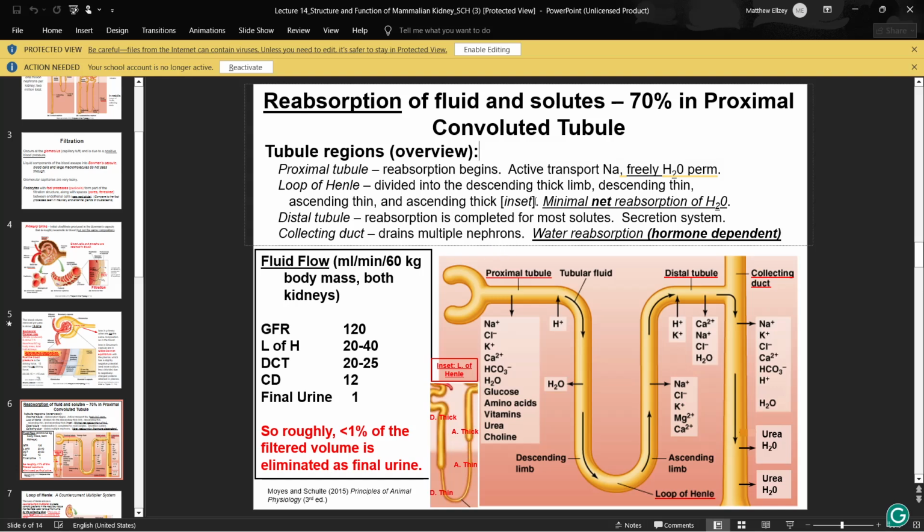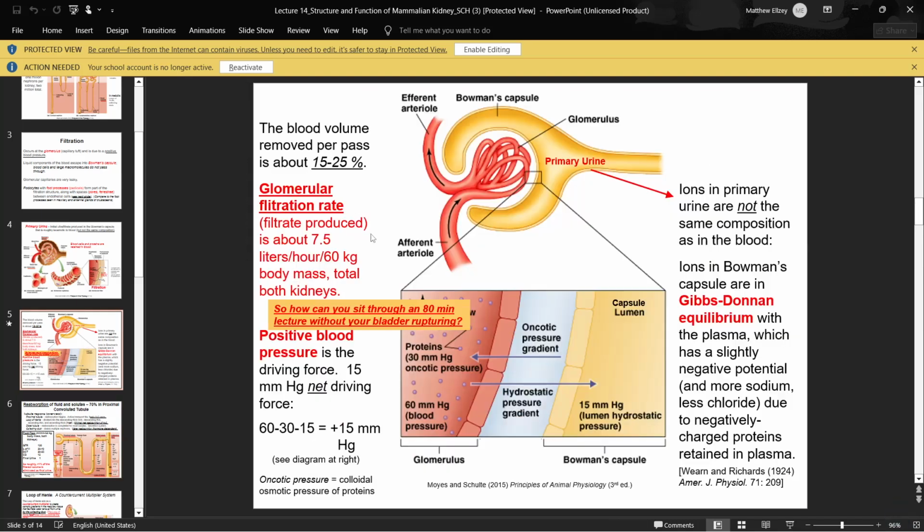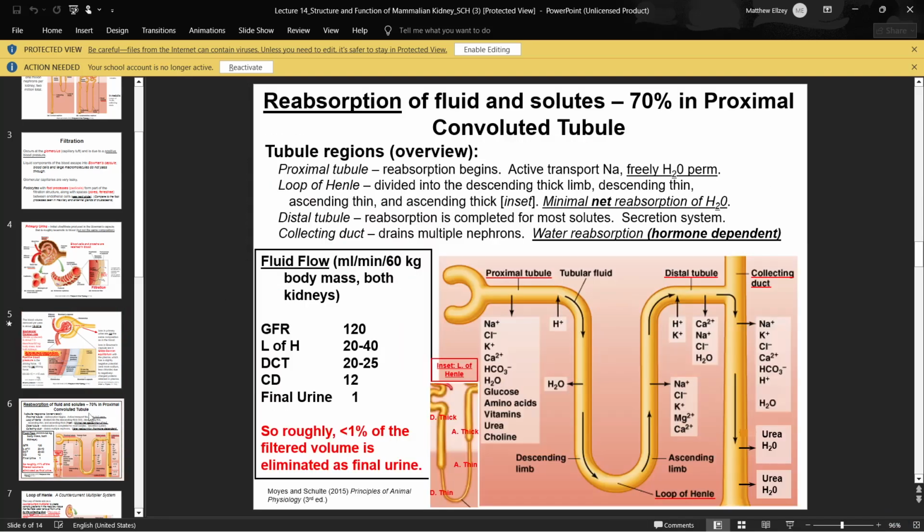And in the loop of Henle, minimal net reabsorption of water. So we have a lot of water reabsorption here, which again, that's why when I said earlier that while the initial filtrate is 7.5 liters, we're absorbing a lot of that water back into the blood just in the very first portion in the proximal tubule. So it's not going to reach the ureters. We're reabsorbing a lot of water and different molecules in the proximal tubule.